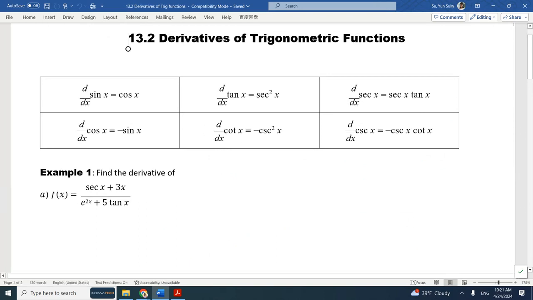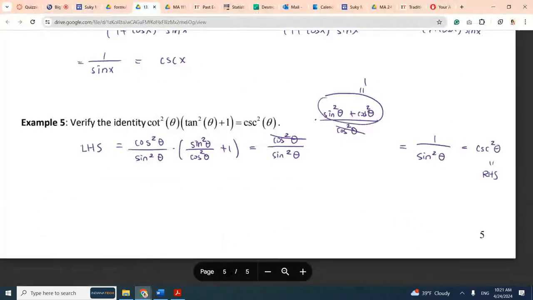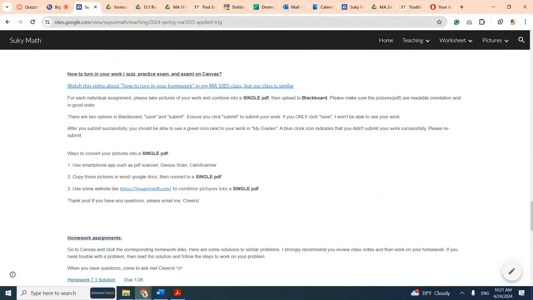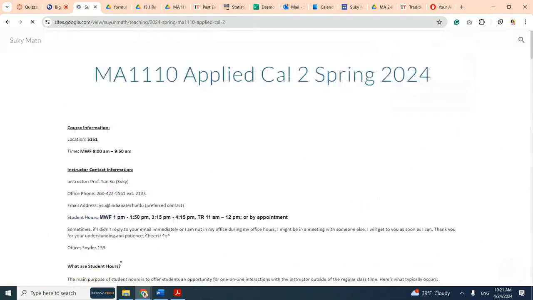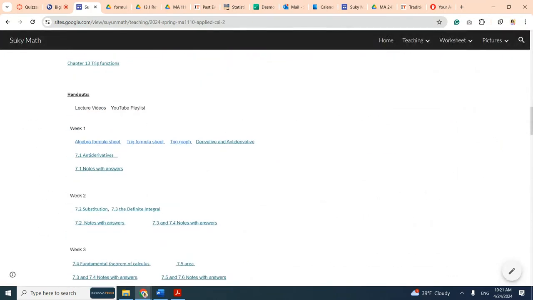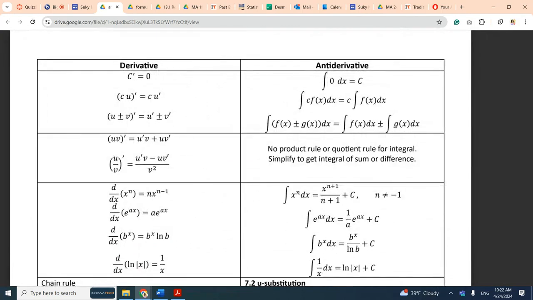Derivative of trig functions. Okay, derivative. Do you still remember the derivative sheets I gave you at the beginning of the semester? Let me see. Derivative, oh no, not here. I'll go back to our course first. Okay, so derivatives and antiderivatives. On this sheet, this side is the derivative, and this side is the antiderivative, right?